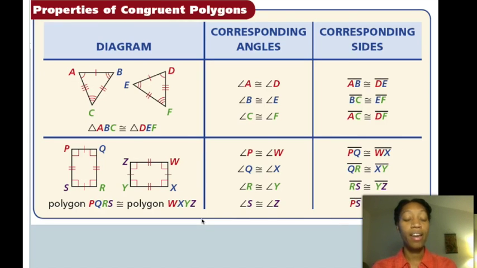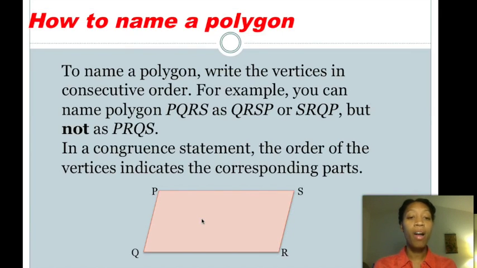Good. Now, this brings up the next interesting point, which is how we are naming these figures. How do we name a polygon? How do we name angles, that kind of thing? So to name a polygon, you need to write the vertices in consecutive order. For example, you can name this polygon PQRS, starting in the upper left corner and going counterclockwise around the shape. Or you could start in the lower left corner with a Q and then say QRSP. So it doesn't matter. You can start wherever you'd like and go around, all right?